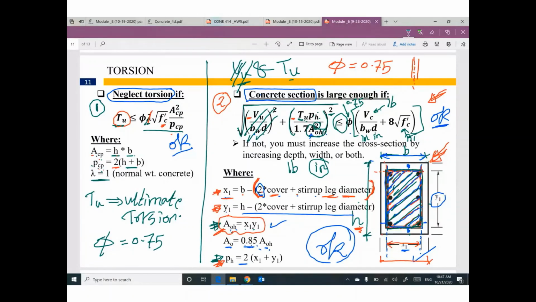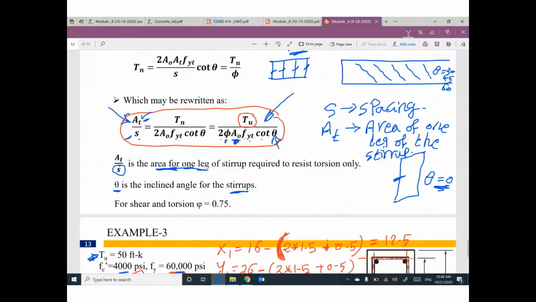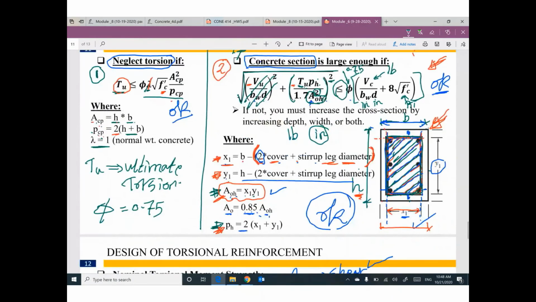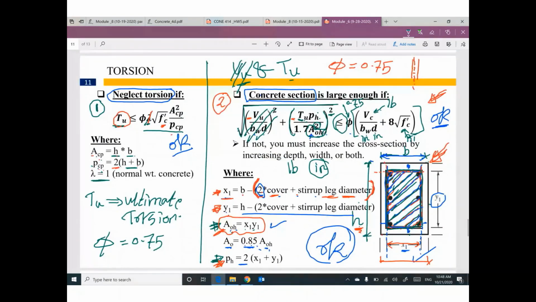Most of the other students found the cross-section is enough, and they continued and found the value of area T divided by S, and they found spacing, I think around 2 inch or something like this. Okay, so make sure you did this relationship correctly, because I believe the cross section is enough and you should find spacing and stirrups. Okay.